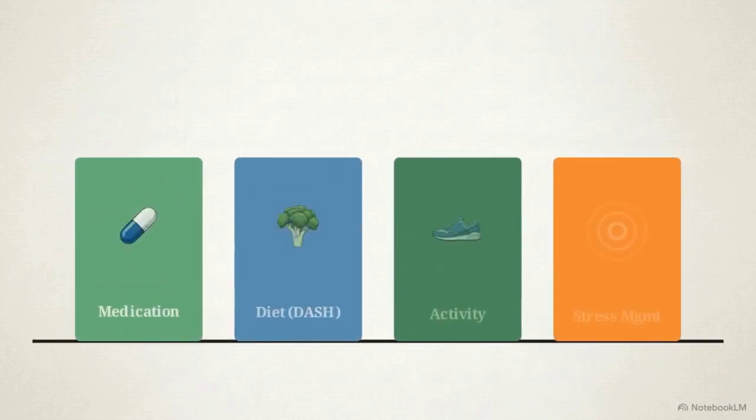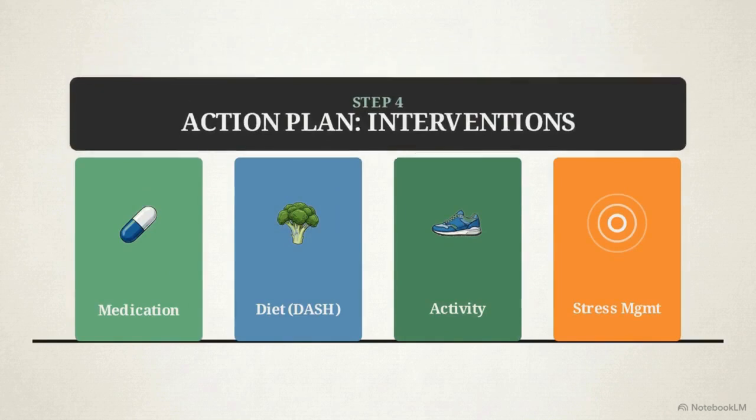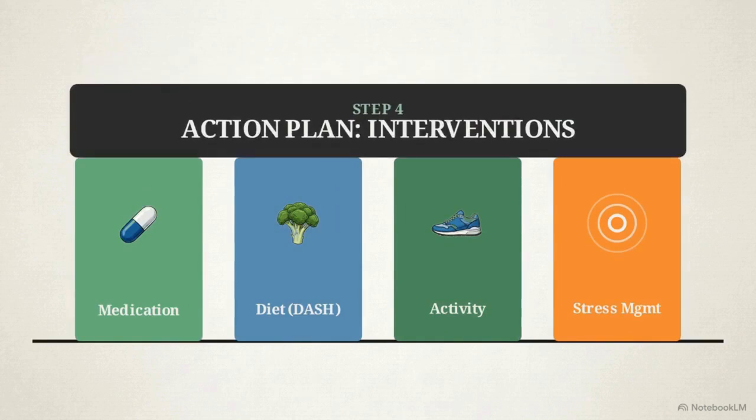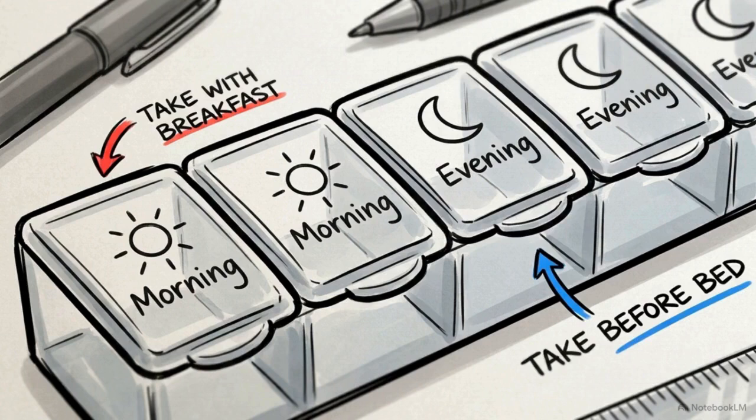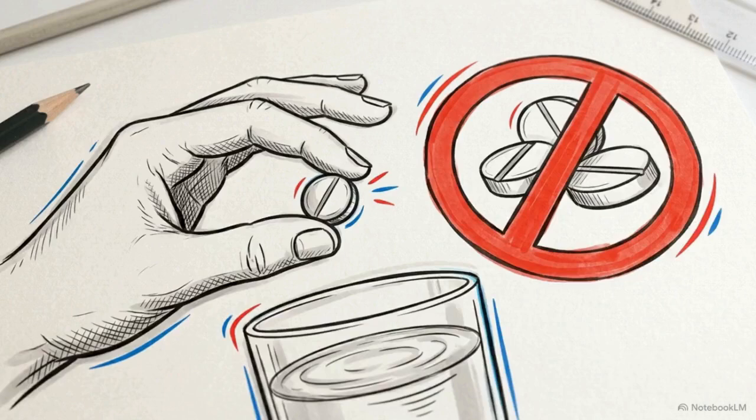With our target set, Step 4 moves us into action. We build our interventions on 4 core pillars for hypertension management. The first pillar is medication. We organize simple pill schedules, often using multi-compartment organizers like the one shown here, and explicitly instruct patients to take a missed dose as soon as they remember, but to never double up.